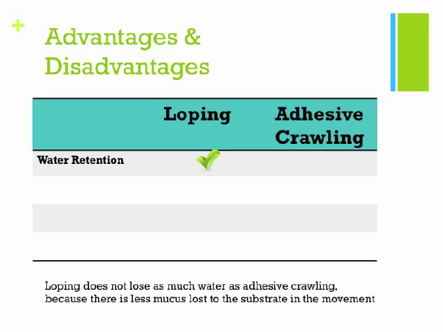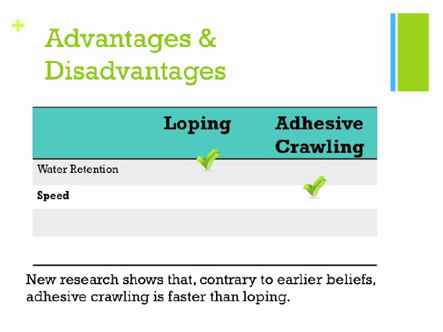For our discussion, we're going to look at the advantages and disadvantages of the different gastropod gaits. When it comes to water retention, loping does not lose as much water as adhesive crawling because there is less mucus loss to the substrate in the movement, therefore making it more advantageous. In regards to speed, however, new research shows that contrary to earlier beliefs, adhesive crawling is faster than loping. Please refer to the following slide.